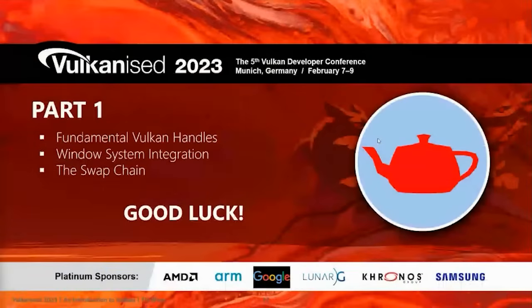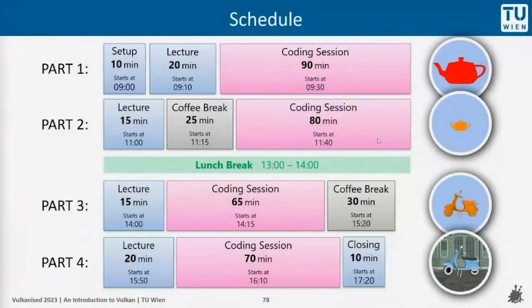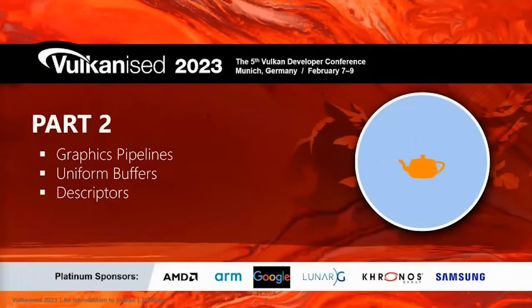And with that, we have reached the end of this first lecture session, and we go on to the first coding session, which is 90 minutes. So we start talking about graphics pipelines, uniform buffers, and descriptors. You didn't have to use them in part 1 already, but you're supposed to use them in part 2. So it's a bit less abstraction by the framework in part 2, and a bit more to do on your own from now on. Okay, let's start with graphics pipelines.